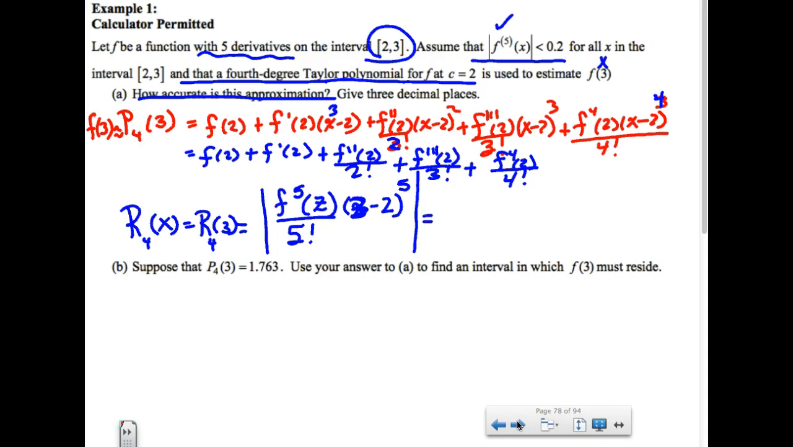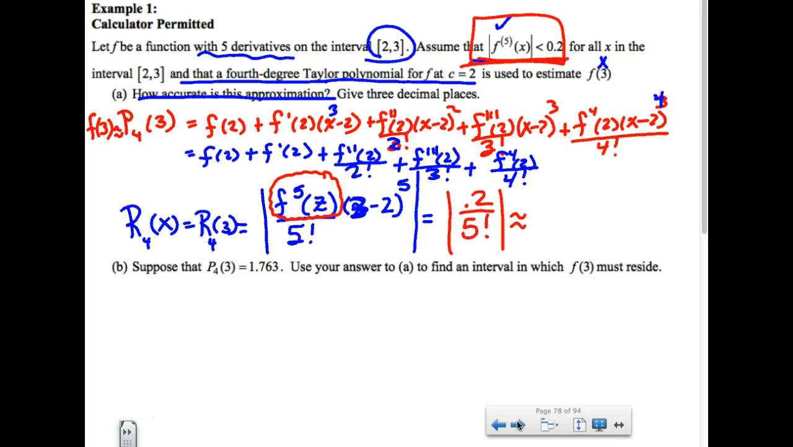So really what I need to do is figure out what the 5th derivative is at z. And remember, I said I don't really care what z is. I'm going to overshoot it. So z is some number in the interval from 2 to 3 where the 5th derivative gets maximized. But they told me right here that I am for sure confident that the 5th derivative is less than 0.2. So I do 0.2 over 5 factorial times 1 to the 5th.